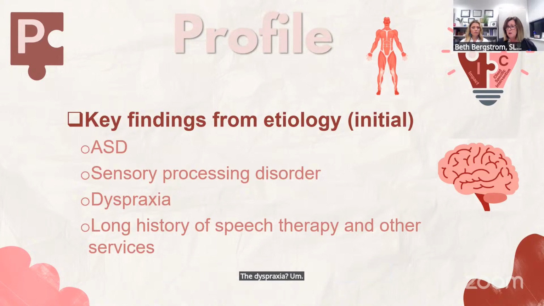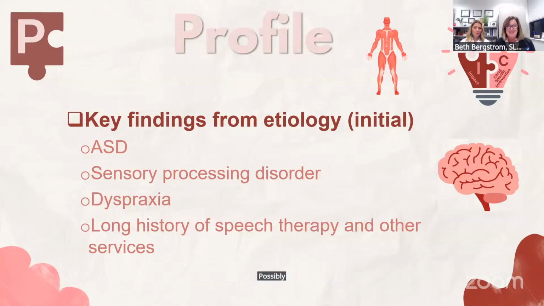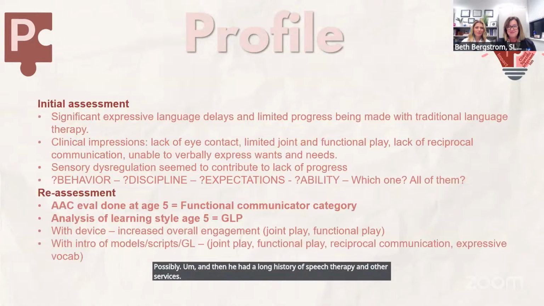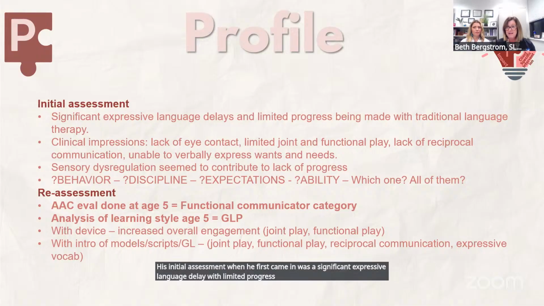At the time, he just wasn't really doing a lot of talking, so dyspraxia was a little bit of a catch-all, possibly. And then he had a long history of speech therapy and other services. His initial assessment when he first came in was a significant expressive language delay with limited progress really being made. He's had a lot of treatment, although remember some teletherapy. And in that traditional therapy approach, he just was not making the progress that we expected.